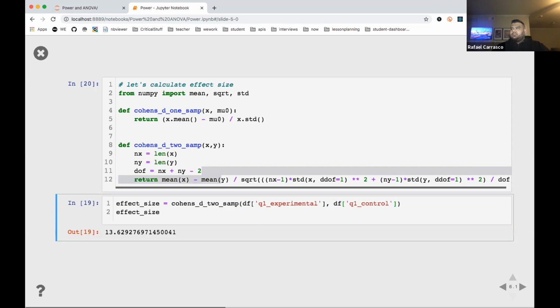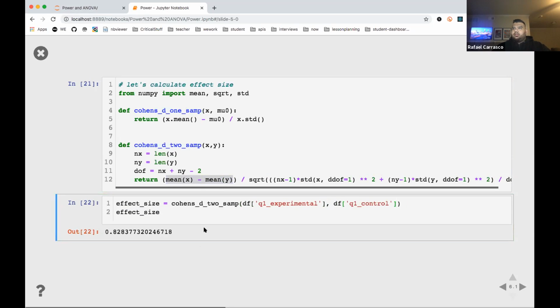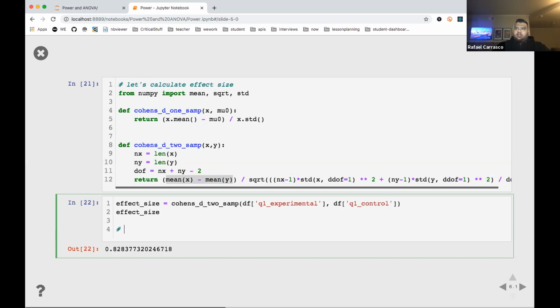There we go. All right, cool. So we get an effect size of 0.82. Now, what kind of effect is that? Is it small, medium, large? Medium to large. It is like a medium to large. I would just go ahead and call it a pretty large effect.